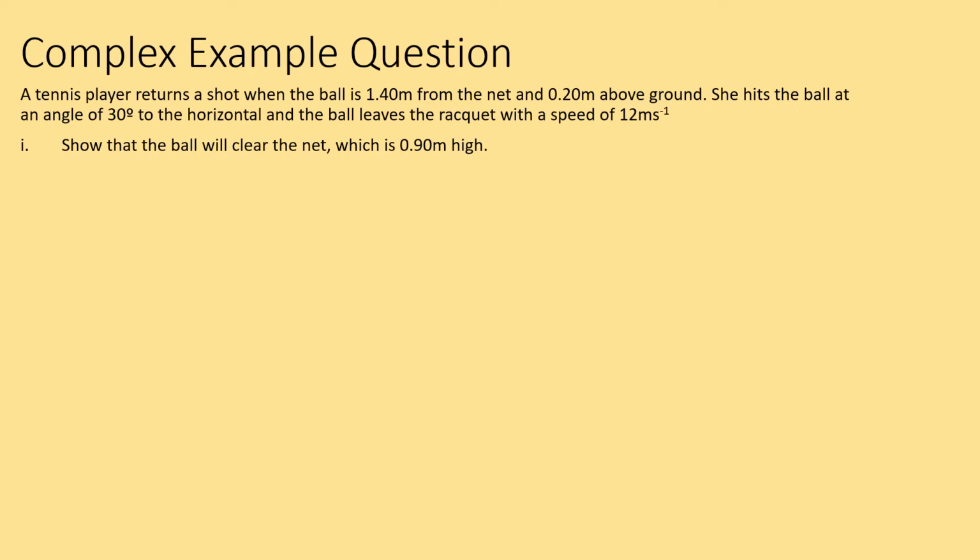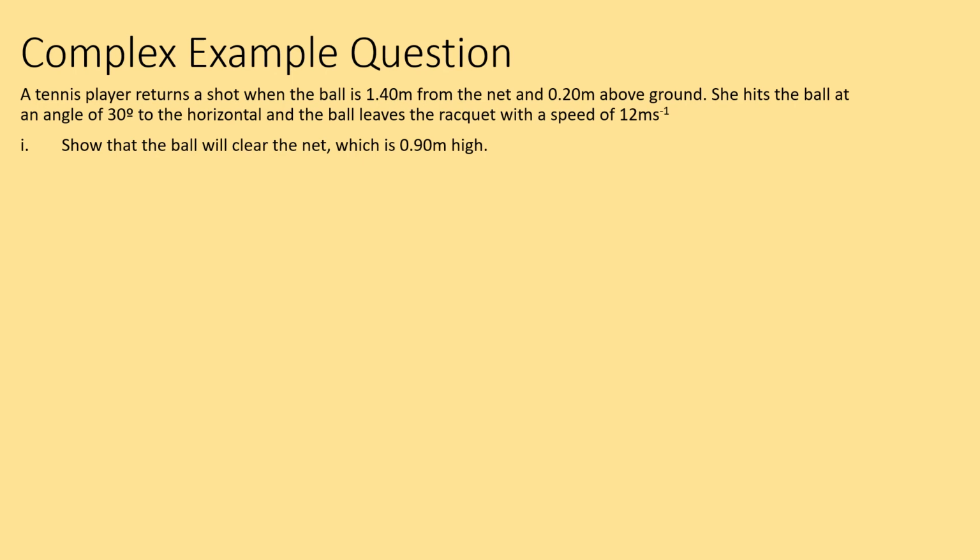All right, so let's look at a slightly more complex example question. A tennis player is returning a ball. The shot is being returned. It is 1.4 meters away from the net, and we're returning the shot 0.2 meters above the ground. The tennis player, she then hits the ball at an angle of 30 degrees to the horizontal, and the ball leaves the racket with a speed of 12 meters per second. The question part one says, show that the ball will clear the net, which is 0.9 meters high.